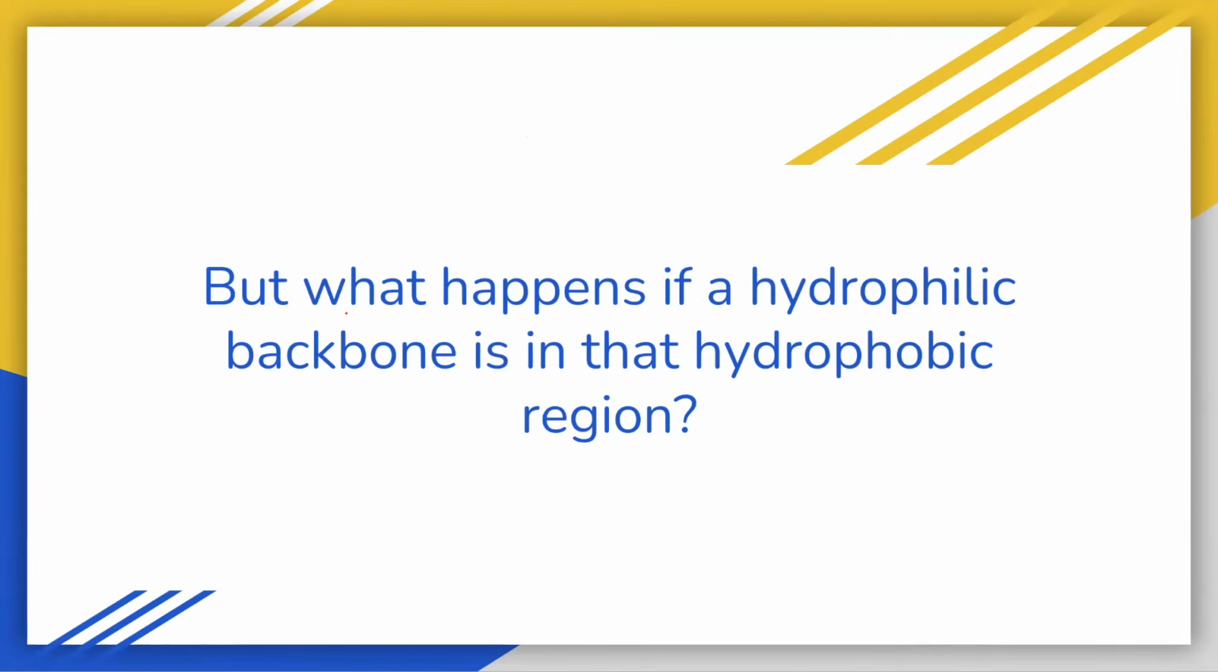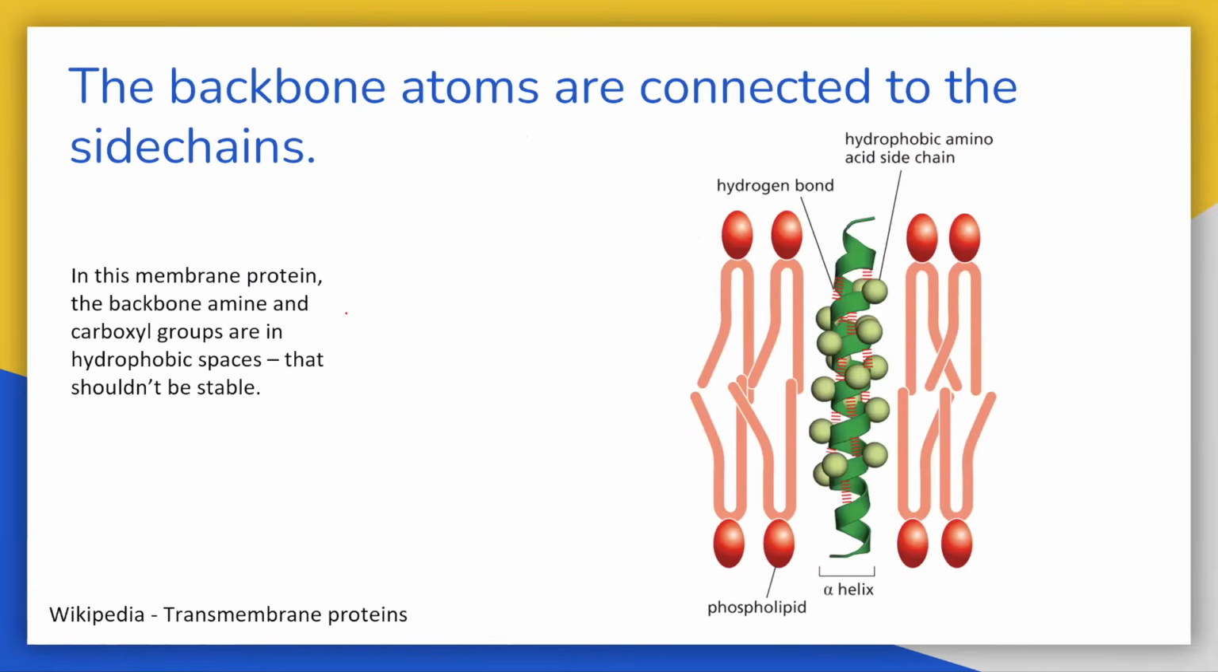But what happens to the hydrophilic backbone atoms that are in that hydrophobic region? Those backbone atoms are still connected to the side chains. For example, if we had several amino acids linked together, N, C, C double bond O, N, C, C double bond O. We'll do one more, N, C, C double bond O, and we'll put our OH group out here. And let's say that there were side chains on all of these alpha carbons, and they're all hydrophobic.